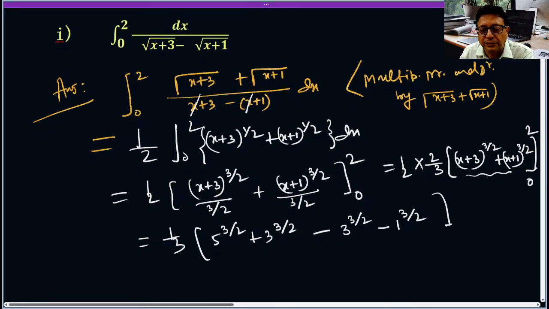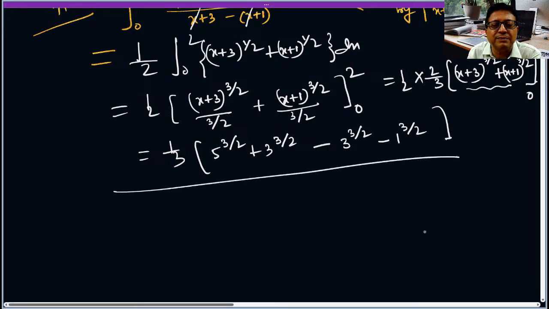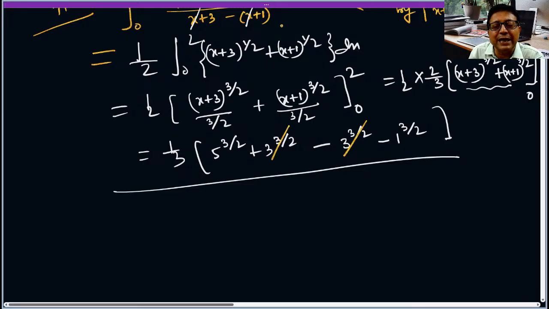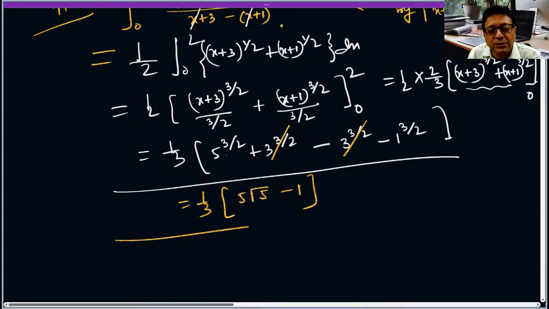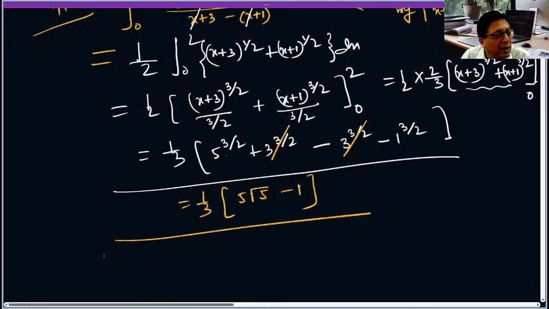Clear? You simplify or not, it doesn't matter. Just check that this term and this term get cancelled. 5 to the power 3 by 2 is 5 root 5. 1 to the power 3 by 2 is 1. Clear? Understood? Go for the next one. I have already shared with you. Try to do the next problem.